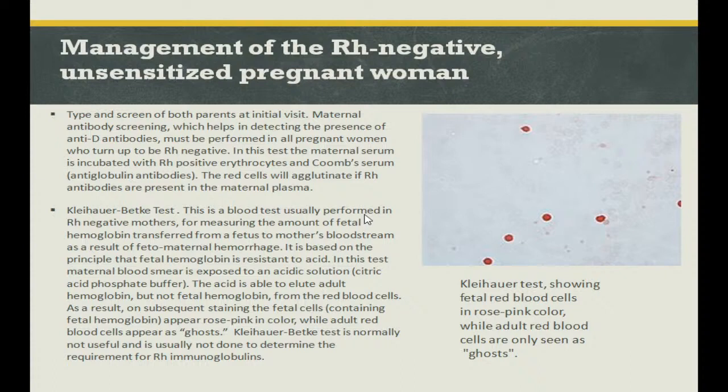So, in this test, maternal blood smear is exposed to an acidic solution, citric acid phosphate buffer. The acid is able to elute adult hemoglobin, but not fetal hemoglobin, from the red blood cells. As a result, on subsequent staining, the fetal cells containing fetal hemoglobin appear rose-pink in color, while adult red blood cells appear very pale.